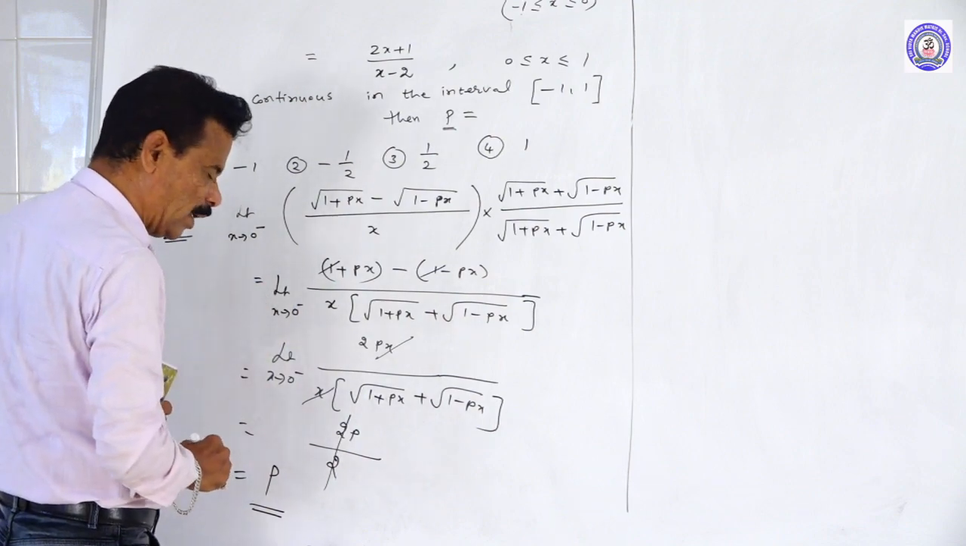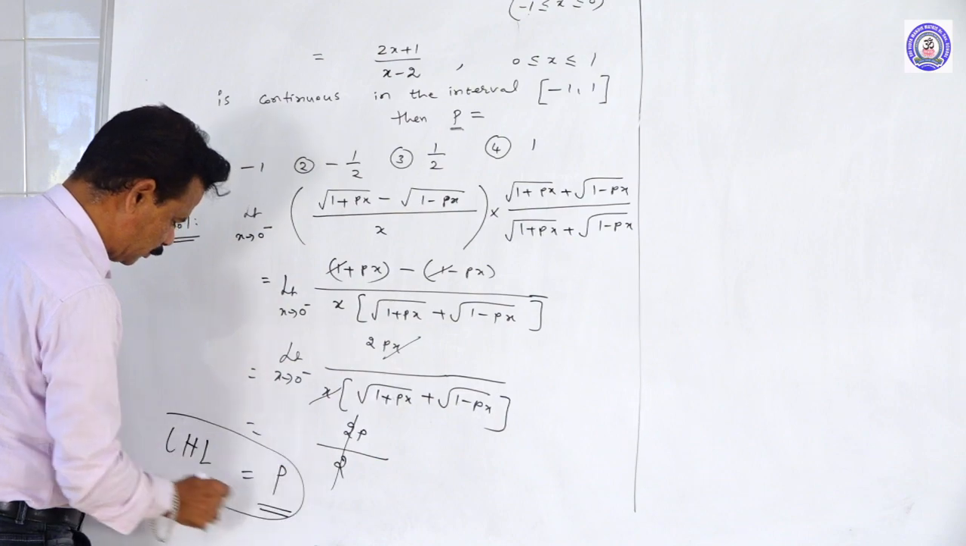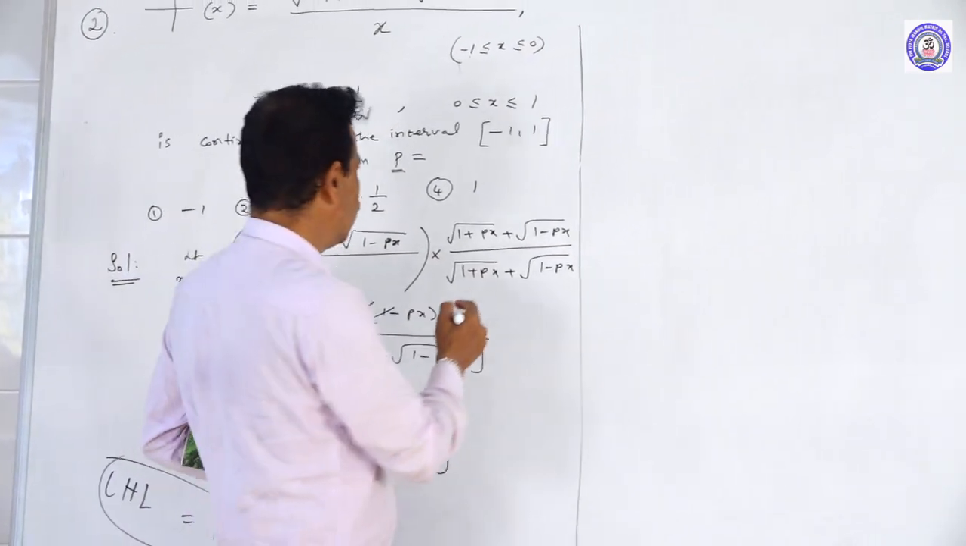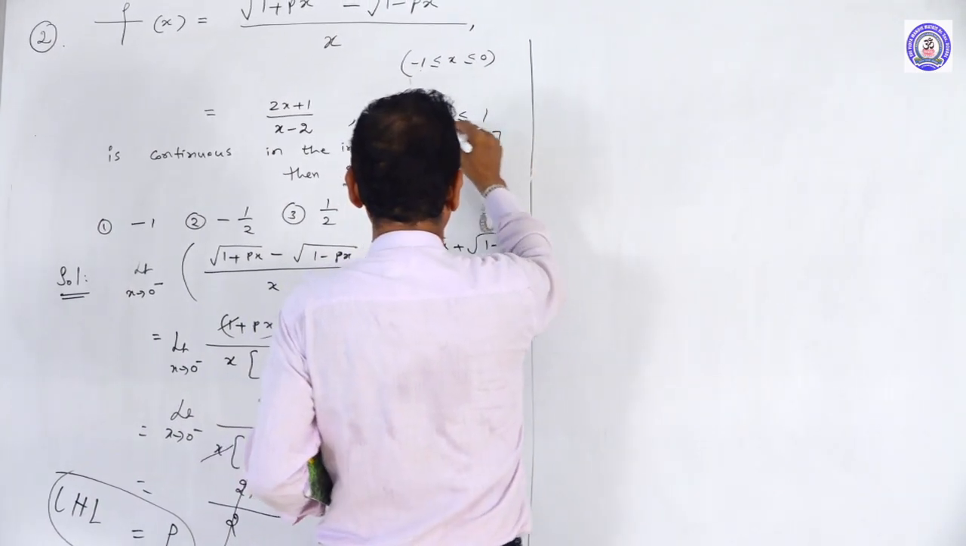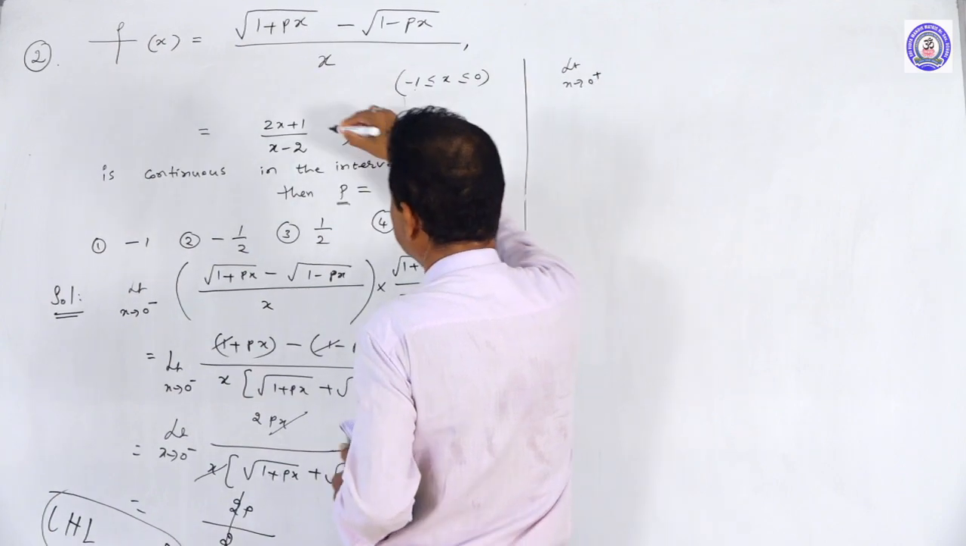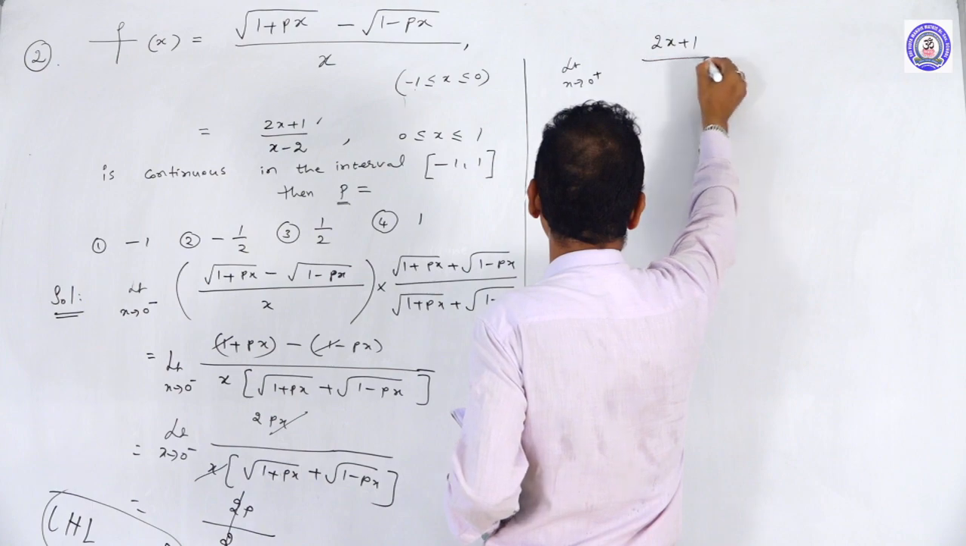This is the left hand limit, LHL. It is over. Next, RHL. RHL value means here 0 plus, limit x tends to 0 plus. That is this function, 2x plus 1 by x minus 2.